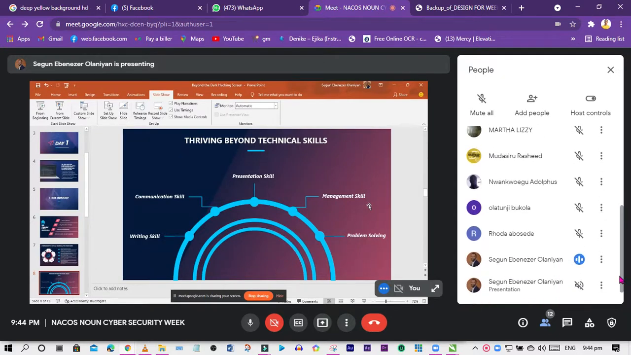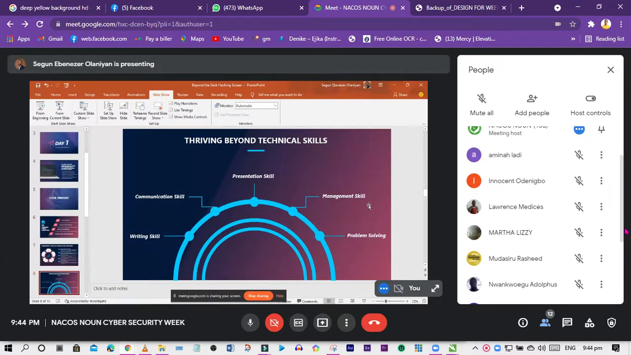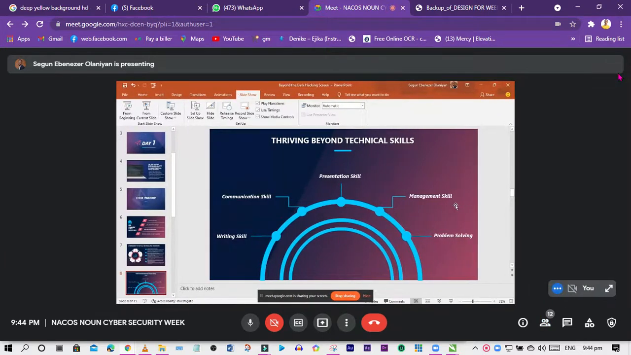If you pack all these skills and join them with whatever skill you have, I'm telling you, it will set you apart from other candidates when you apply for a job. It will give you an edge. So this is very important.